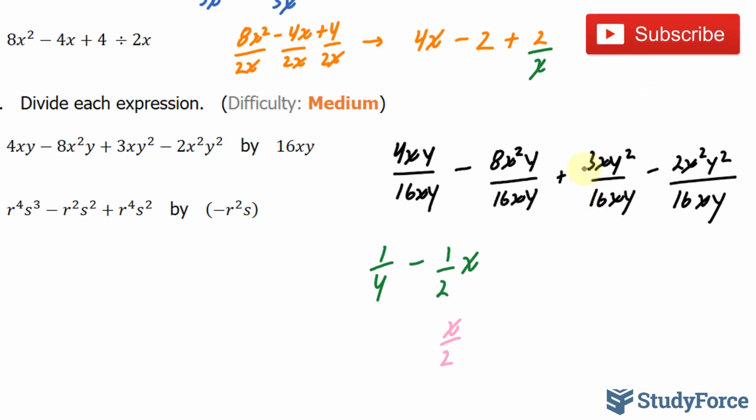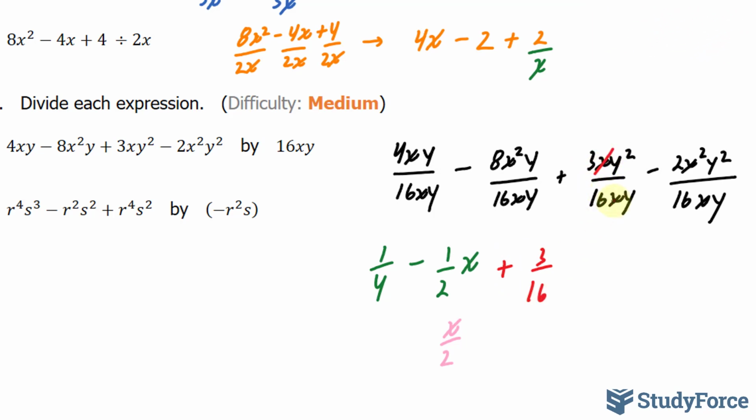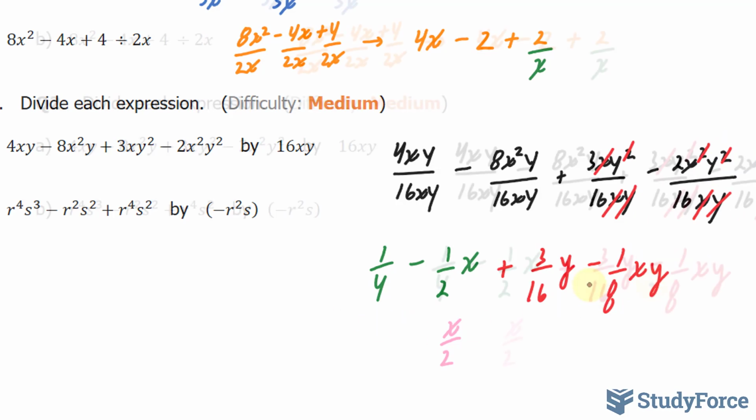For this term, we have 3 over 16. That doesn't reduce. We'll just leave it as 3 over 16. X over x, this cancels out. Y to the power of 2 over y, this cancels out with one of these. And finally, for the last term, we have 1 over 8. This x cancels out with one of these. This y cancels out with this y. None of these are like terms, so you're done.